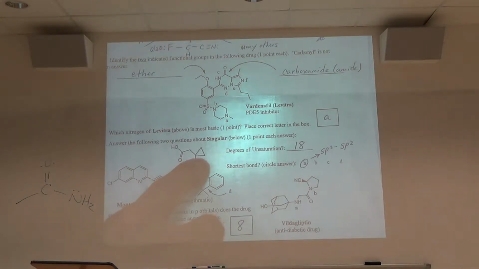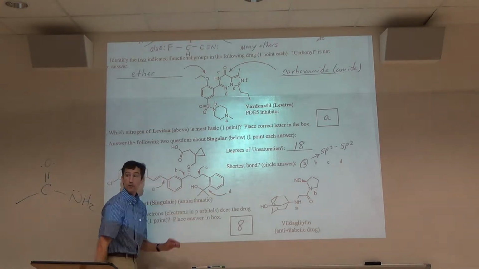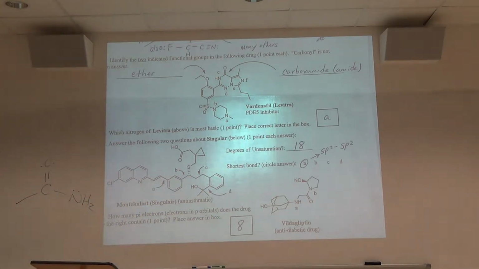Questions? I have a question. For a ring, just one ring, is that just 1 degree, or do you have to count each double bond? Well, the ring is one, and then the double bonds are others. So this ring here is a total of 4 degrees of unsaturation because it's 3 pi bonds plus the ring.